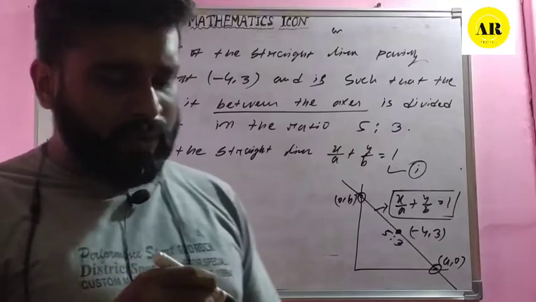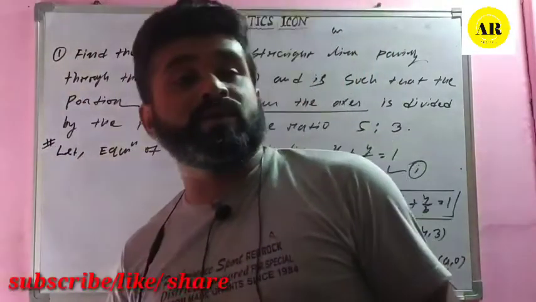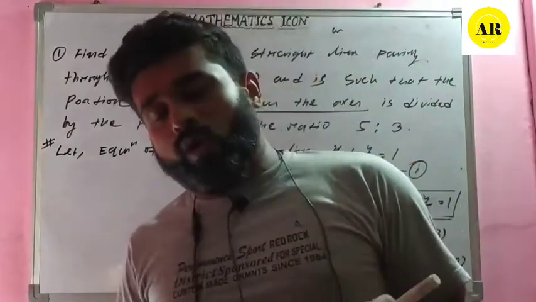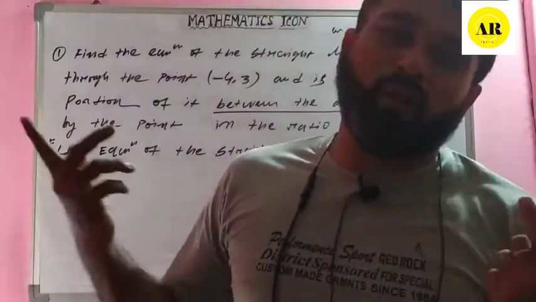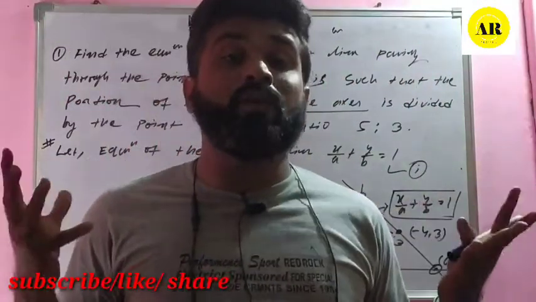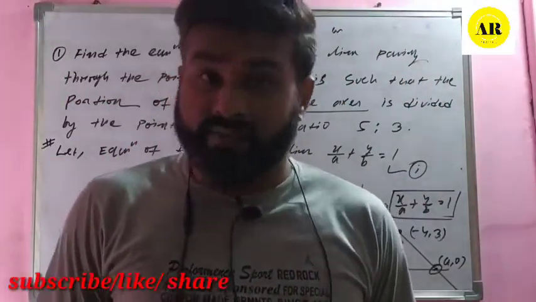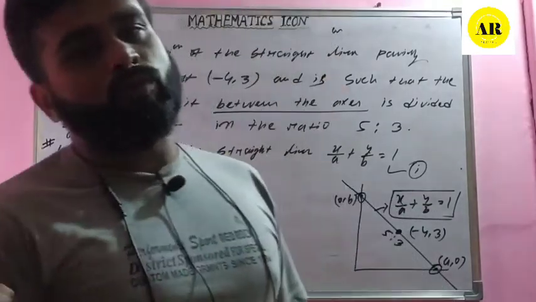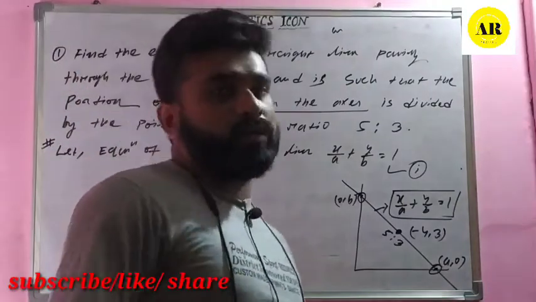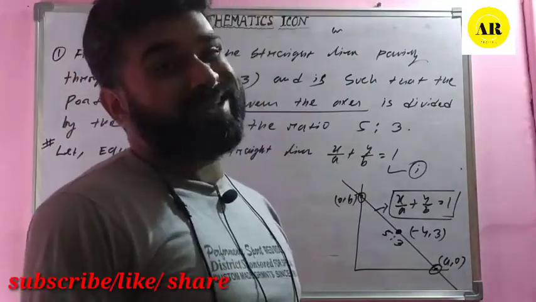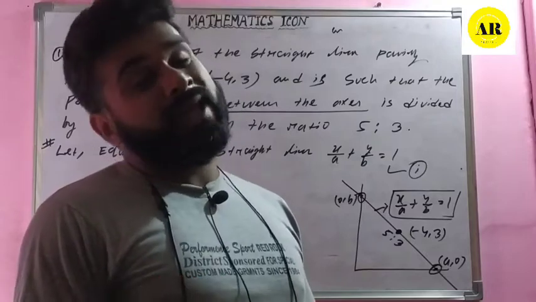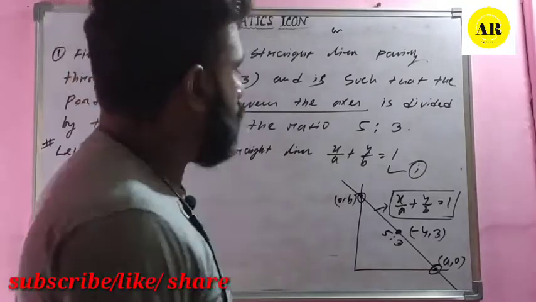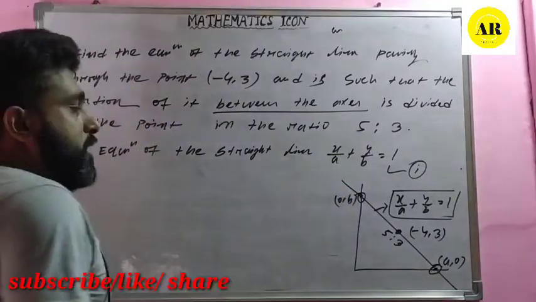If the ratio is given in the question, then which formula should be used here? The section formula will be used, because in coordinate geometry only one formula has ratio related concepts, and that is the section formula: m x2 plus n x1 by m plus n, m y2 plus n y1 by m plus n. Only this formula you have. So this is a summary of this question.